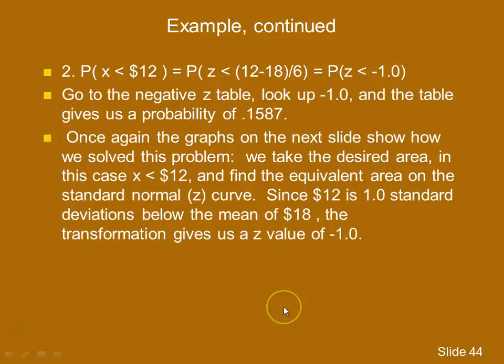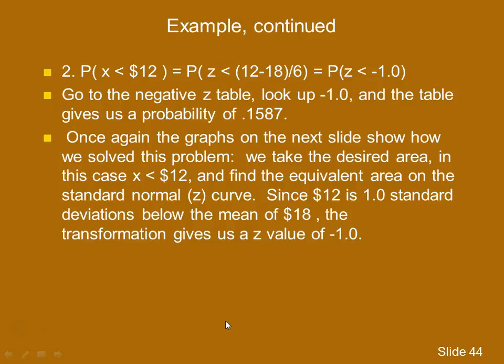Let's go to the second part of the problem. What's the probability that somebody spends less than $12, x less than 12? Again, we will solve this by converting it to its corresponding value on the z-table. X less than 12 is equivalent to z less than (12 minus 18) over 6, which is equivalent to z less than negative 1.